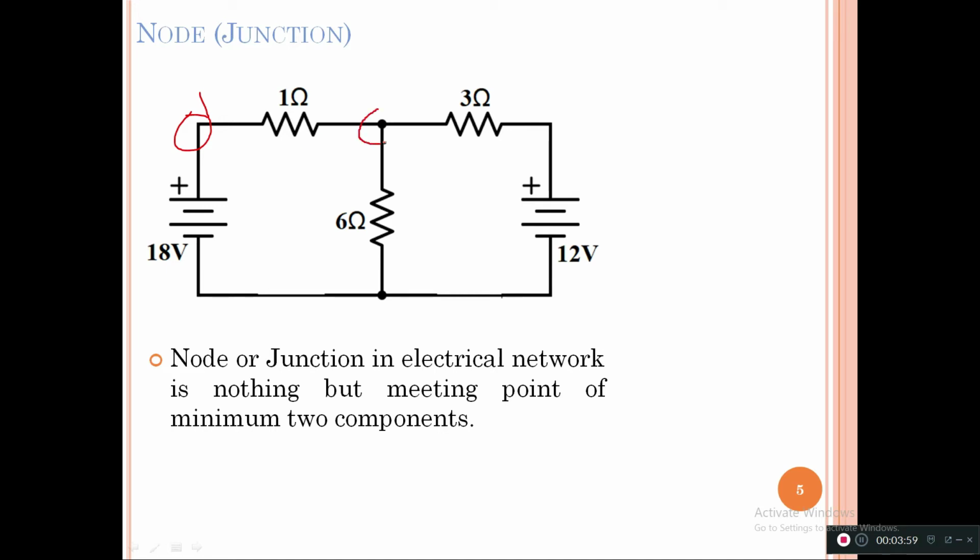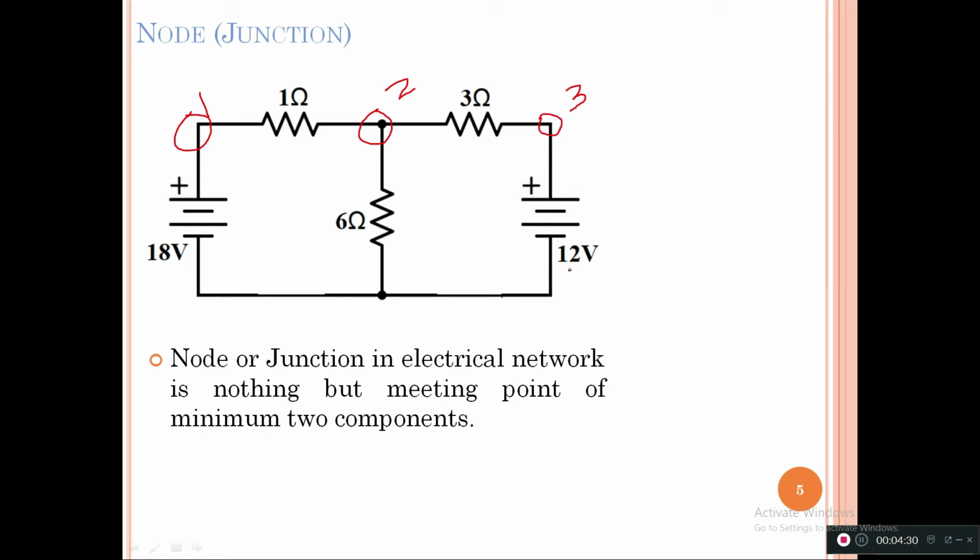Similarly, this is my second node. Why am I calling it the second node? Because here 3 components are meeting: 1 ohm resistance, 3 ohm resistance and 6 ohm resistance. So a node is nothing but a meeting point of components. Where the components meet is known as the node or the junction. This is my third node, where 2 components are meeting: 3 ohm resistance and 12 volt battery.